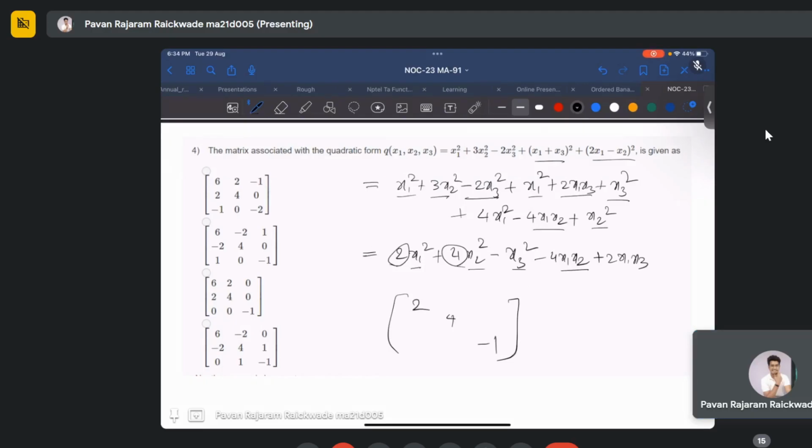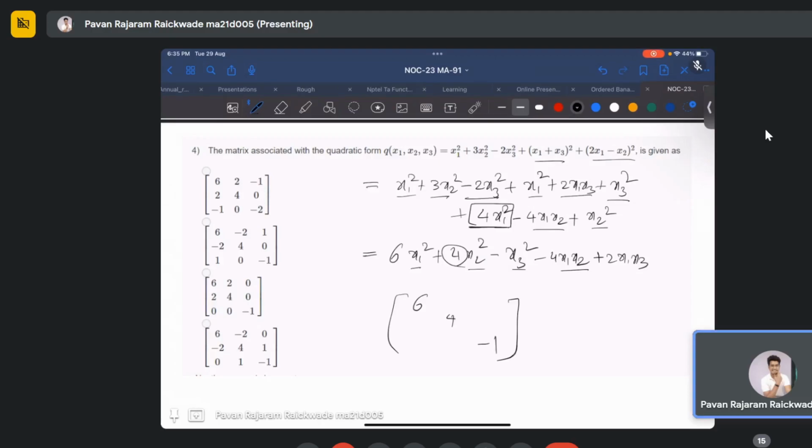Sir, there's one mistake, sir. Because we are getting 6x1 squared. Oh, sorry. This and 4x1 squared, this. Yeah, sorry, I missed this. Is there any other mistake? No, sir, I think this is fine.